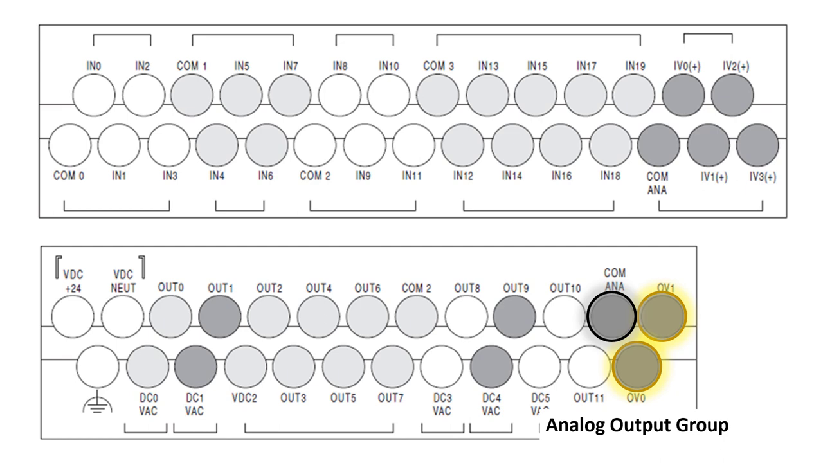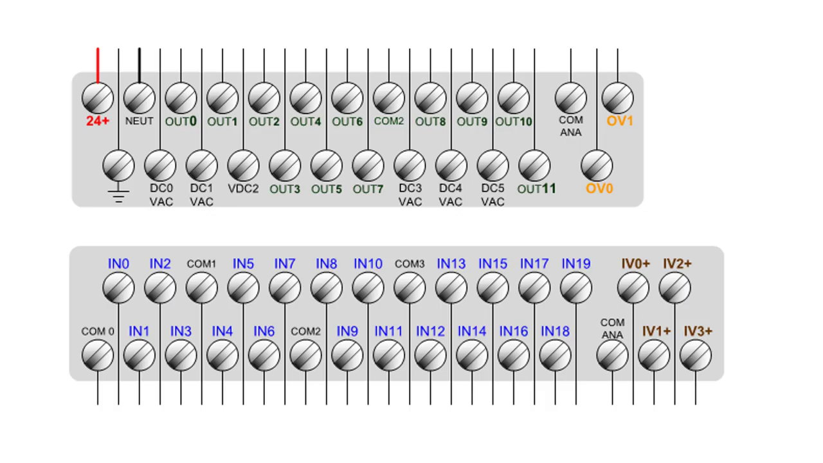Then of course you have the analog output, and again that common for the analog outs I connect up with all the other commons, so I don't have any floating grounds. Okay, I'm going to flip this around a little bit.